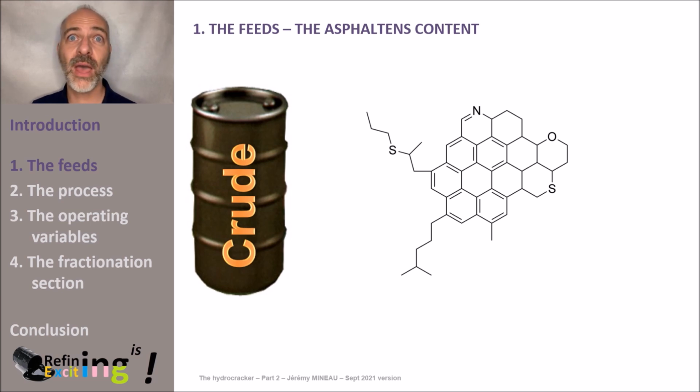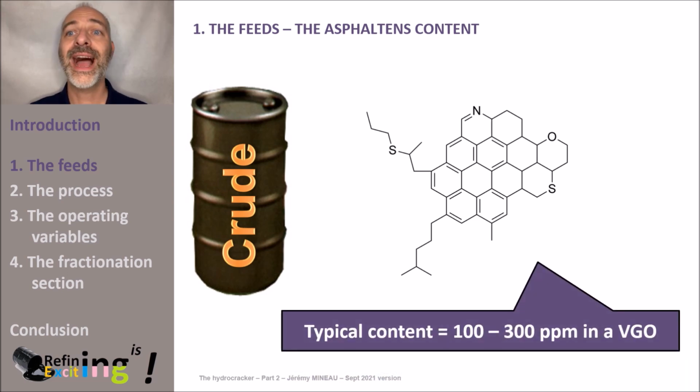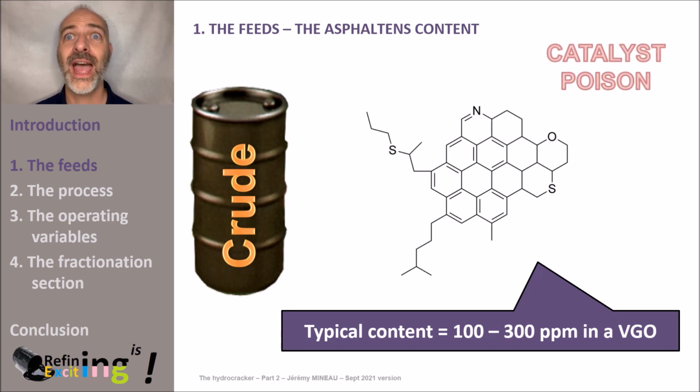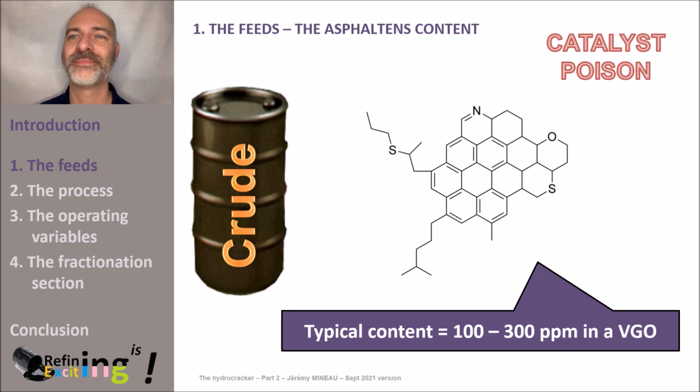One way to limit the amount of asphaltenes is to limit the endpoint in the vacuum distillation. In fact, these molecules tend to concentrate in boiling points beyond 570 degrees C. The asphaltene content is typically in the range of 100 to 300 ppm in a VGO. Asphaltenes create problems in the catalyst of the hydrocracker, and their content is limited to few hundreds of ppm.